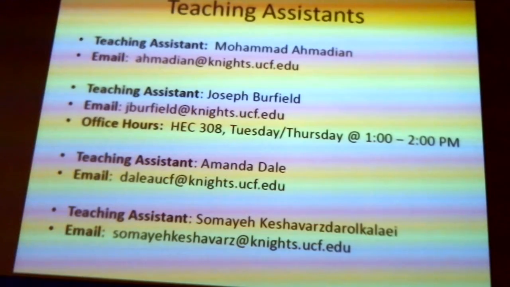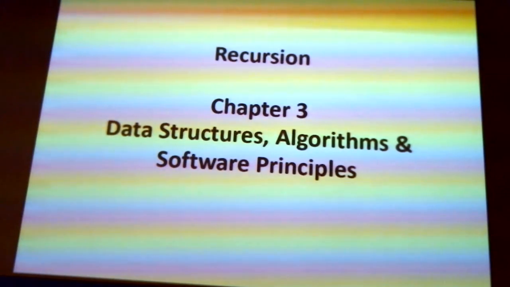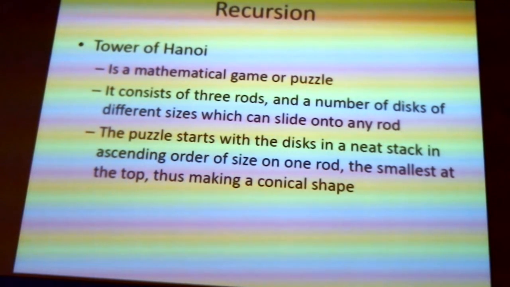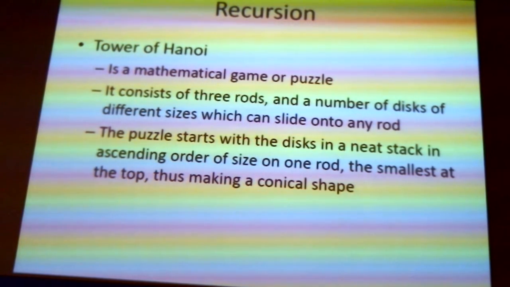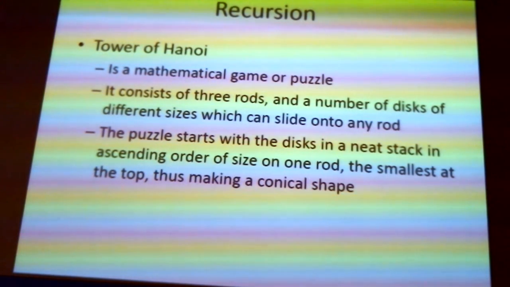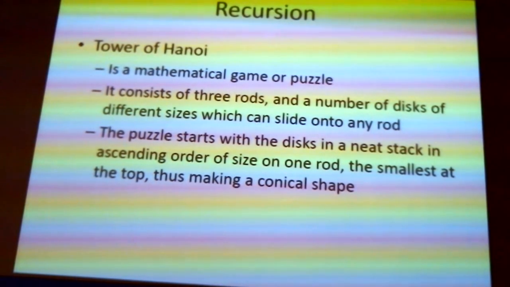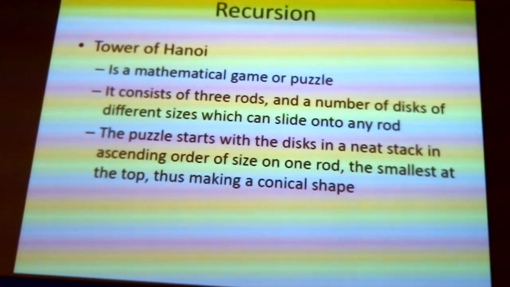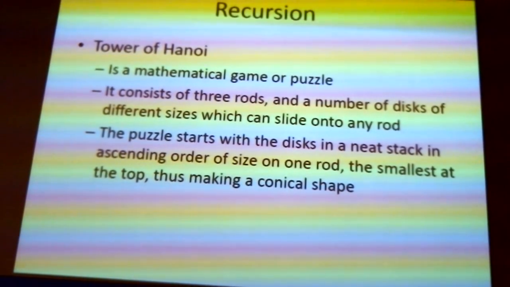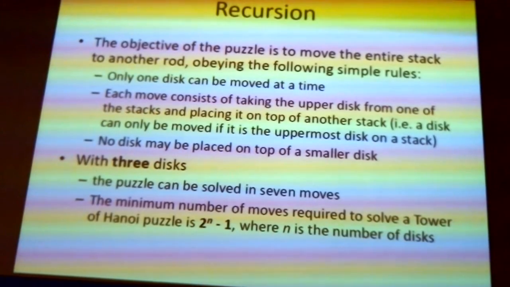So we finally got around to the Towers of Hanoi, which is very important to understand. It really is just a game or a puzzle, and a very traditional recursion problem, like Fibonacci. It has 3 rods and some number of disks of different sizes. The puzzle starts with the disks in ascending order of size on one rod, and then you have to move them to some other rod, either the second or the third one.